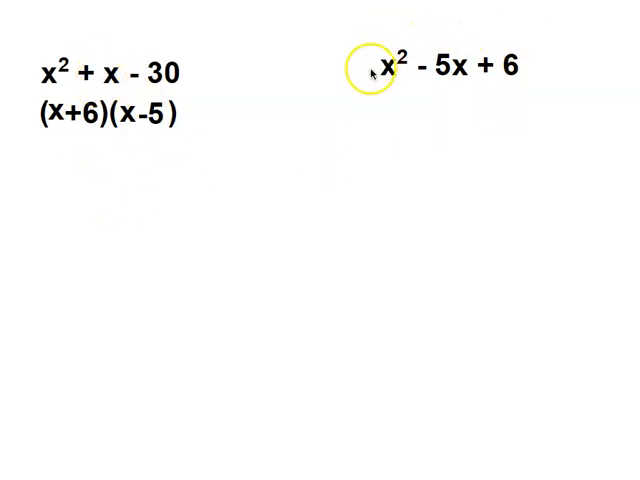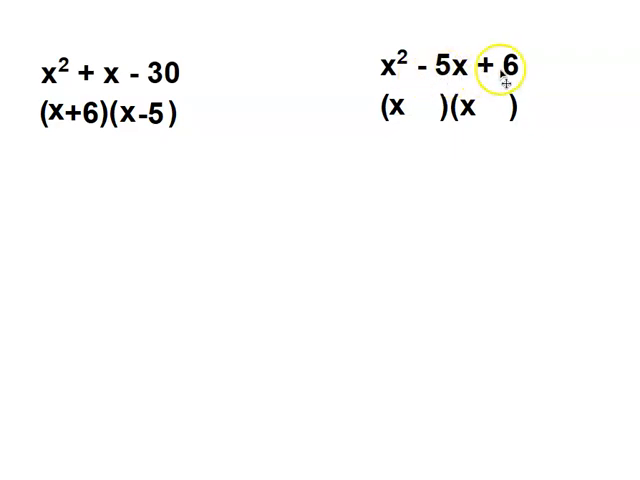Okay, stop the video and see if you can answer this last question. So there's the parentheses. We need an x and an x. This time my last sign is a positive. When your last sign is a positive, these two signs will be the same. If this were a positive, they would both be positive. Since this is a minus, these will both be minus.